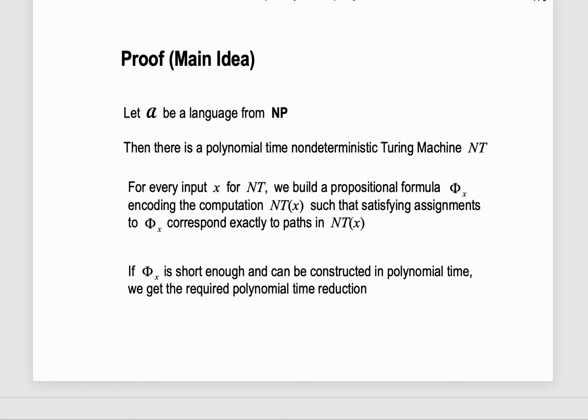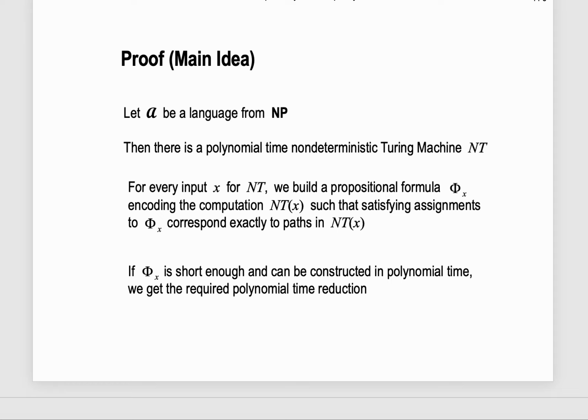Proof, or the main idea. The main idea of the Cook-Levin theorem works in this manner. Let A be a language from NP. Then there is a polynomial time non-deterministic Turing machine NT. So there is a non-deterministic Turing machine for a polynomial time.